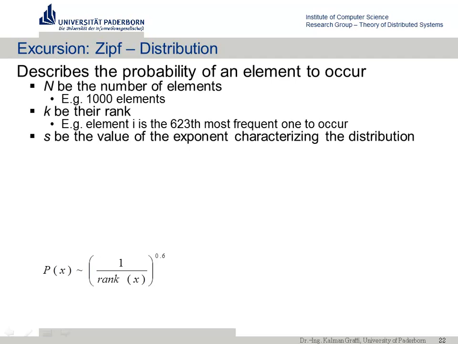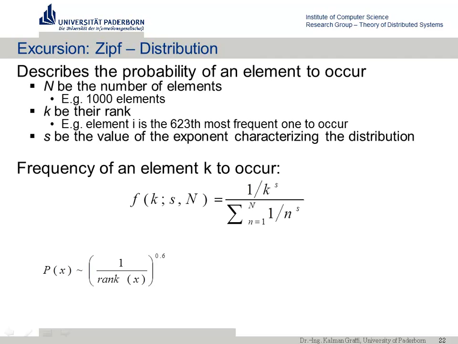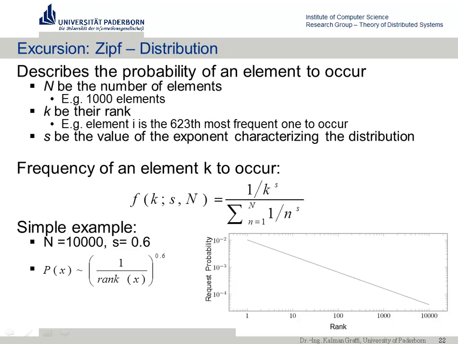And then you have another variable s that is characterizing this distribution. And how this all comes into play is with this frequency. So this is giving this formula. I just show you all because the animation is broken. This formula in the middle is giving you the frequency of an element k to occur. So there you have k, its rank, you have n, and you have s, which is somehow tuning it. And it basically gives, out of all nodes that might occur, how high is the probability that mine is occurring.